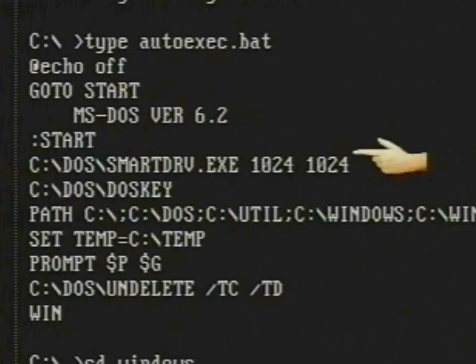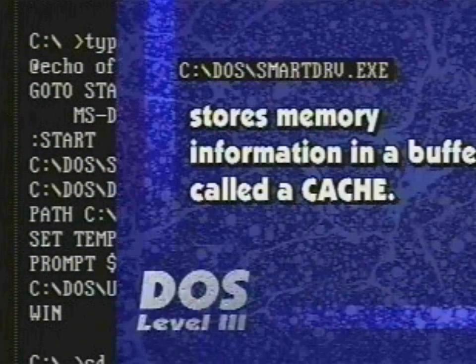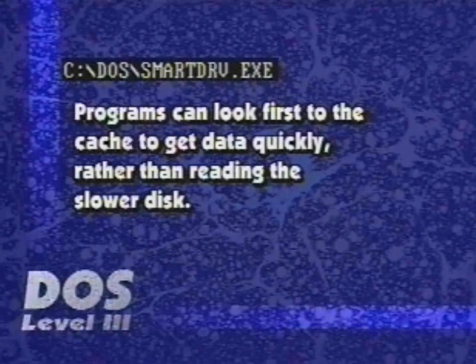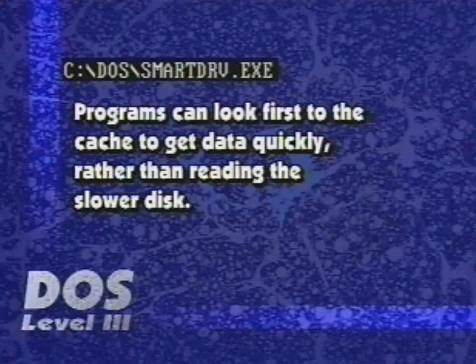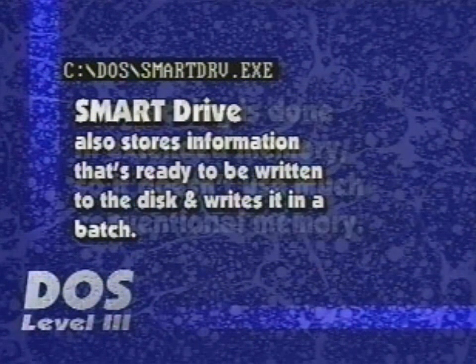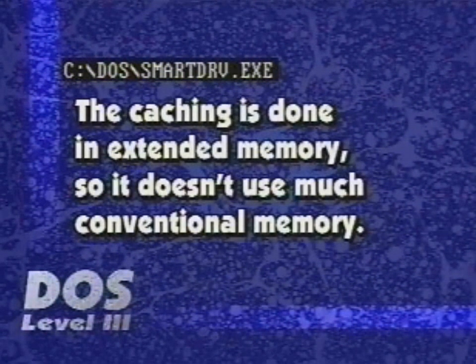Here we see a similar set of instructions to load the SmartDrive utility. SmartDrive is a disk caching utility that speeds up the transfer of information between memory and disk. It stores memory information in a buffer called a cache, so programs can look first to the cache to get data quickly rather than reading the slower disk. SmartDrive also stores information that's ready to be written to the disk and writes it in a batch. The caching is done in extended memory, so it doesn't use much conventional memory. SmartDrive caches CD-ROM drives as well as floppy disk drives.